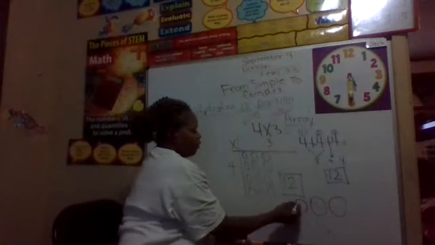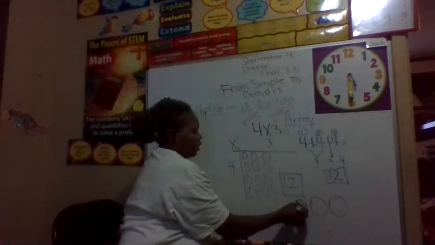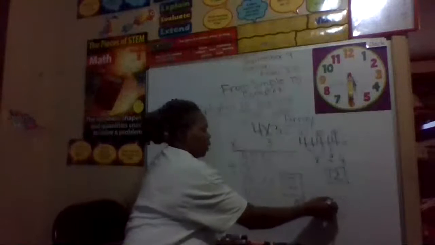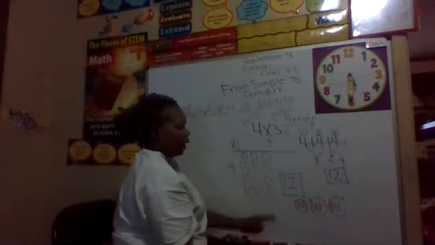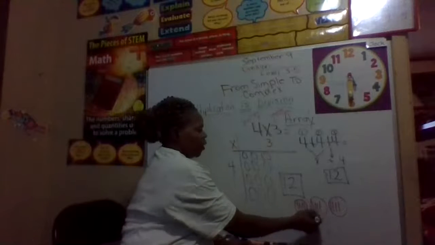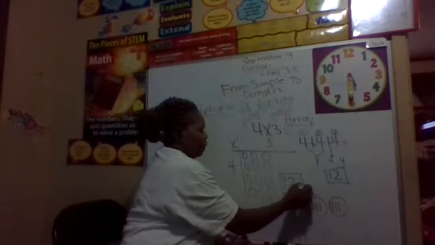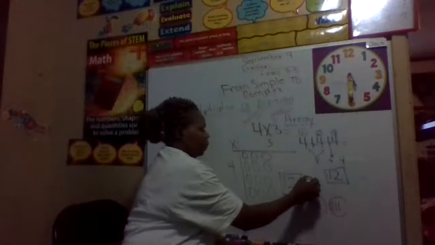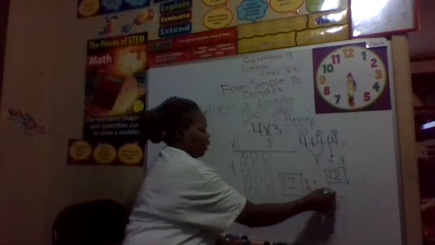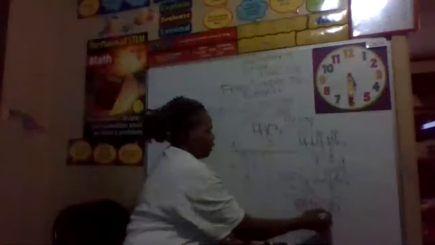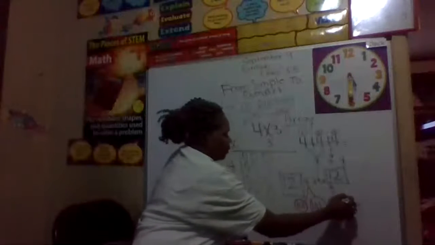So we're going to have 4 dashes in here, 4 lines. 1, 2, 3, 4. 1, 2, 3, 4. And let's look at what we have here. Now, we have 4 here, 4 there, and 4 there. Now, if we count these, 4 plus 4 is 8. And then plus the 4 more, those 4 make 12. So we still have the same product.